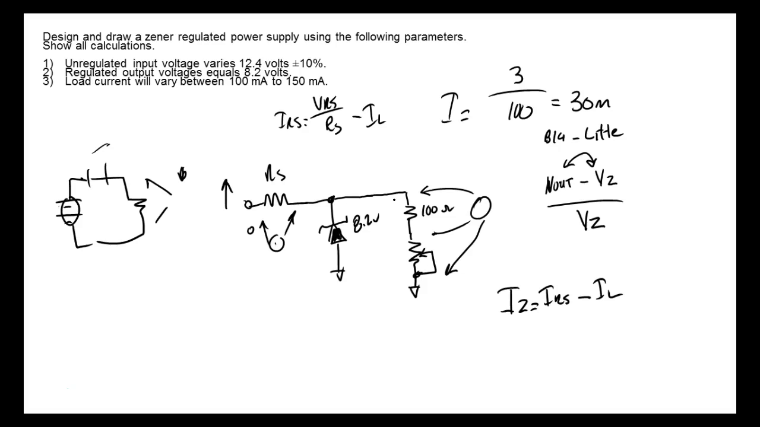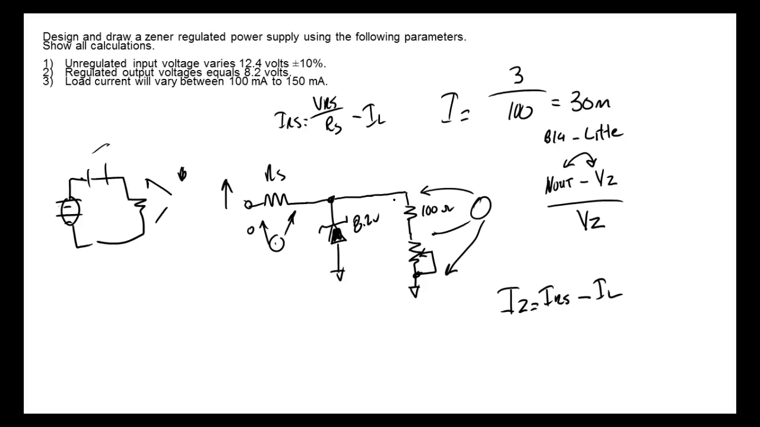If my input voltage goes down and my load current doesn't change, then Zener current's got to go down, right? You understand? So Zener current moves in the same direction as your input voltage if my load current is held constant. And that's the way Ohm's law works, when we talk about proportional.